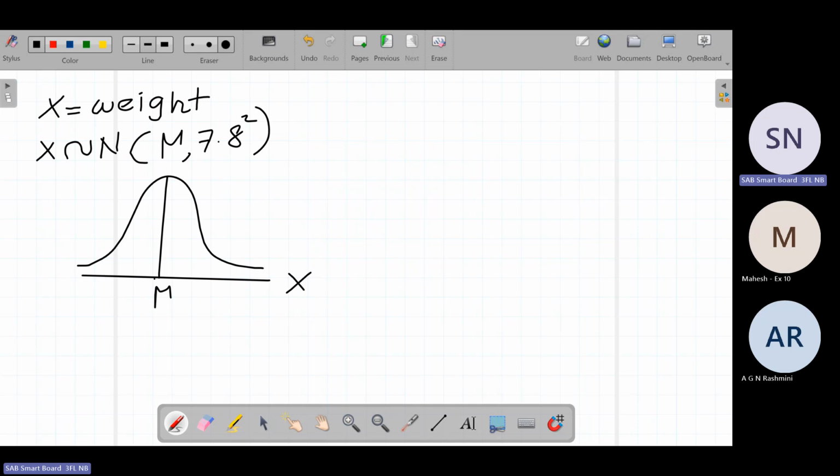Then 10%. Here to here, 50% is there. 10% is less than 200. Then somewhere in here. Then this probability is 10%. Then the next value is 200.